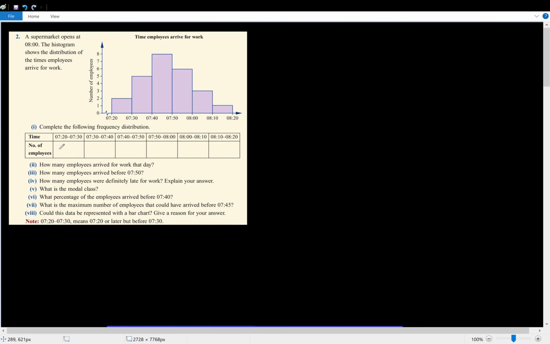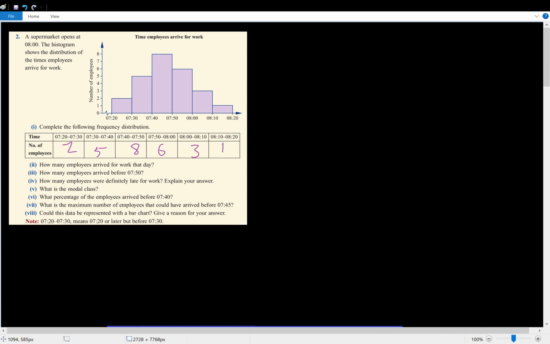So we've got to put in the number of employees that arrive between 0720 and 0730. Well, that is 2. Then we've got to get the number of employees that arrive between 0730 and 0740. That's 5. The number between 0740 and 0750 is 8. The number between 0750 and 0800 is 6. The number between 0800 and 0810 is 3. And the number between 0810 and 0820 is 1. So that's the table completed.